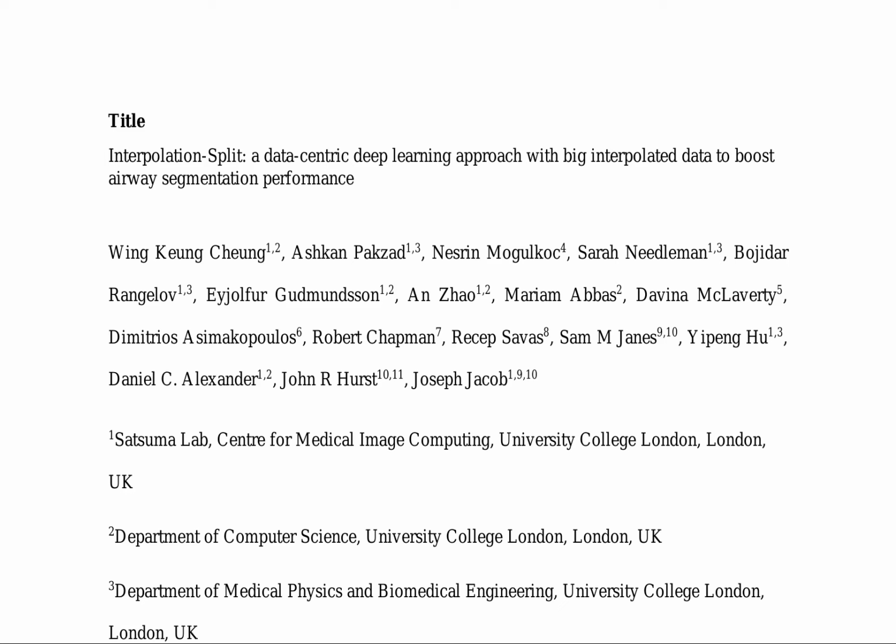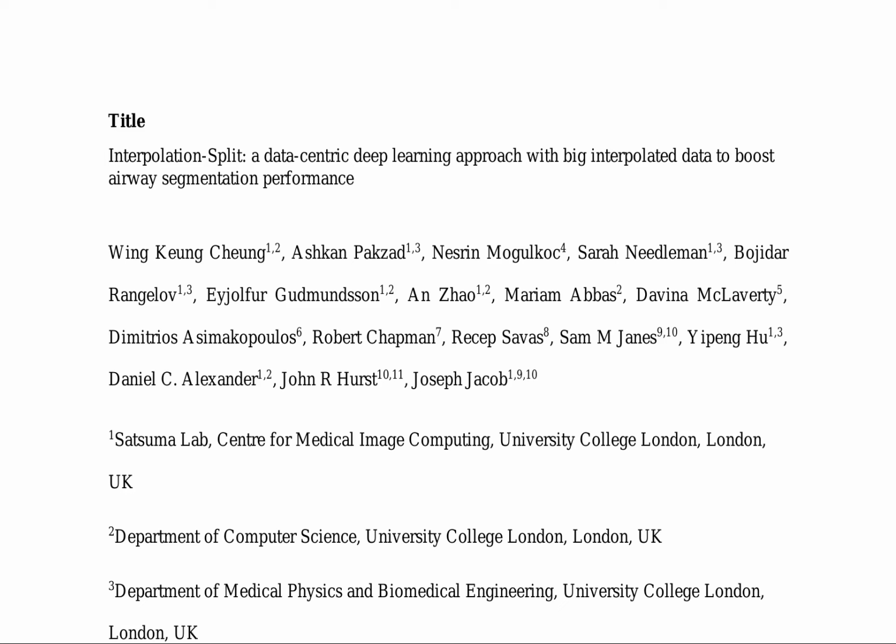By combining multiple CT scans with varying levels of airway segmentation annotations, we create a large interpolated dataset. The key innovation of interpolation-split lies in splitting the interpolation process into two stages. First, we generate a set of intermediate interpolated images using various techniques, including linear, nearest neighbor, and spline interpolation.